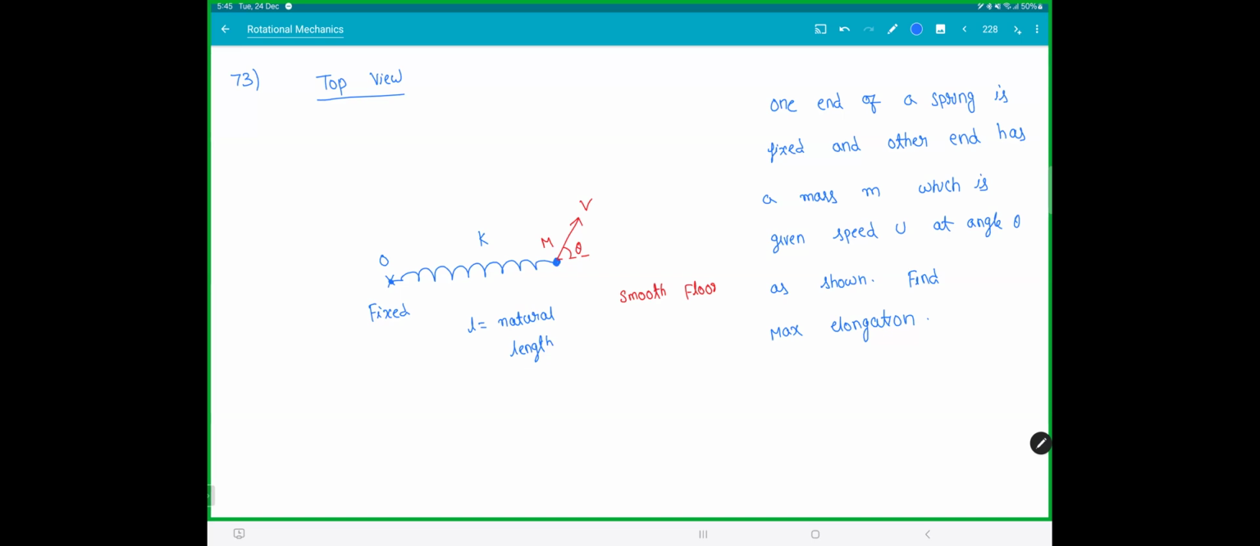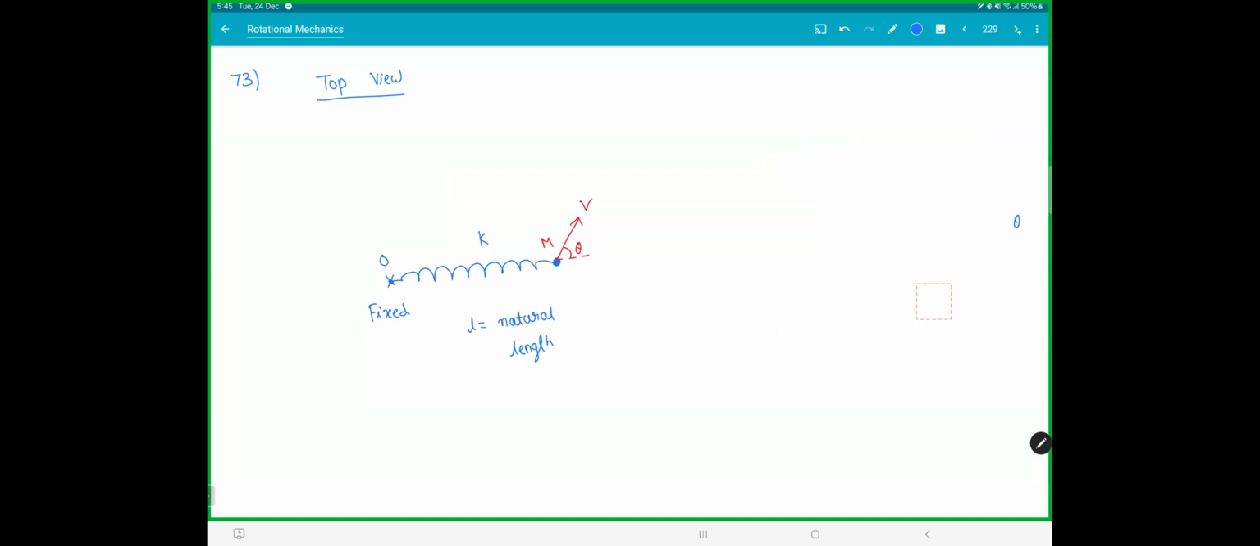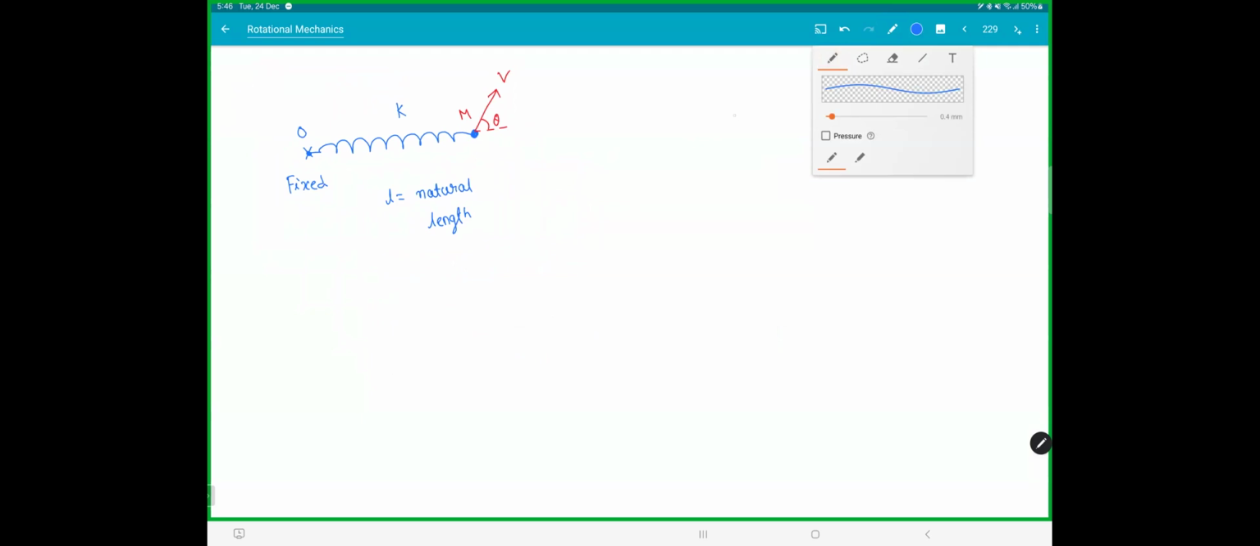There are three conservations we have. First is linear momentum, second is energy, third is angular momentum. Now you need to ask yourself, which one can I use? That is how your thought process will go in your mind. First thing, you ask yourself, can I conserve linear momentum? Yes or no?